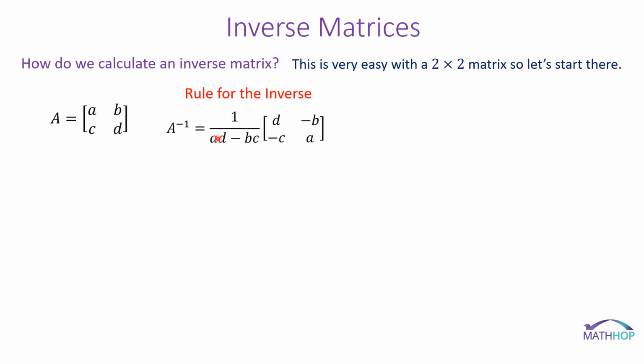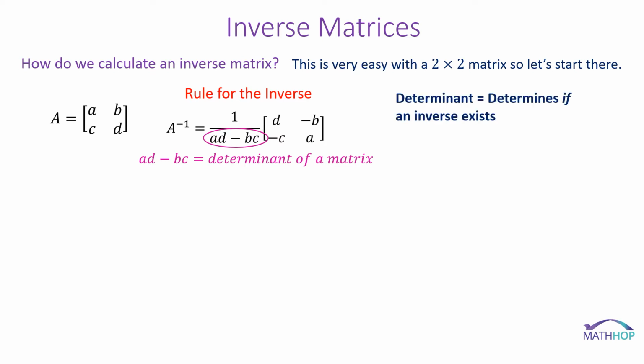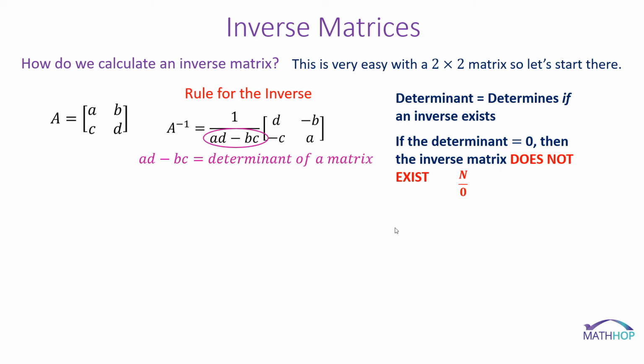Now, you won't see this AD minus BC in your textbooks, and that's because it has a special name. AD minus BC is called the determinant of a matrix. I know the name seems weird, but it's called the determinant because it determines if an inverse exists. Notice that it is in the denominator of this fraction. Therefore, if the determinant, AD minus BC, is equal to 0, then the inverse matrix doesn't exist, simply because, remember, we cannot divide by 0. No, it is not okay to divide by 0.